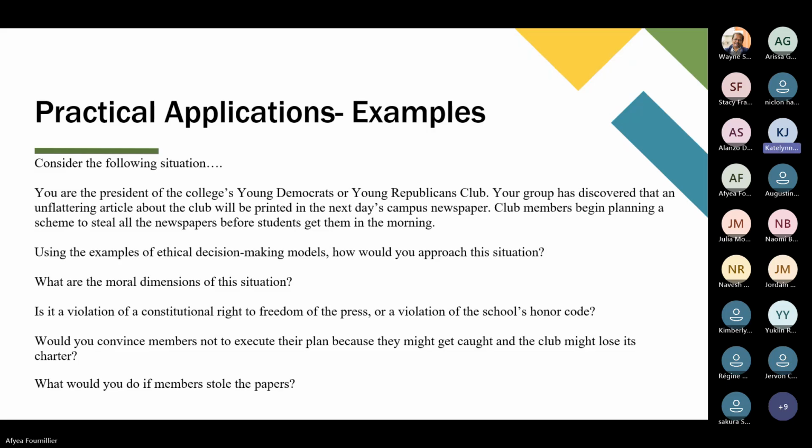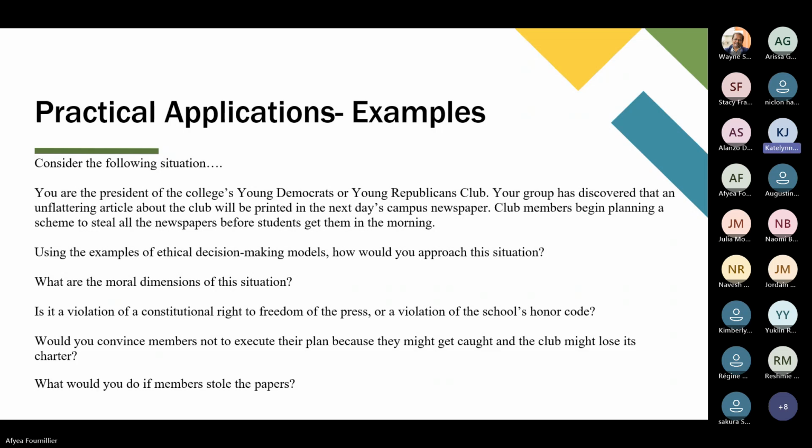So consider the following situation. You are the president of the college's Young Democrats or Young Republicans Club. Your group has discovered that an unflattering article about the club will be printed in the next day's campus newspaper. The club members begin planning a scheme to steal all the newspapers before the students get them in the morning. Using the examples of ethical decision making models, how would you approach the situation?